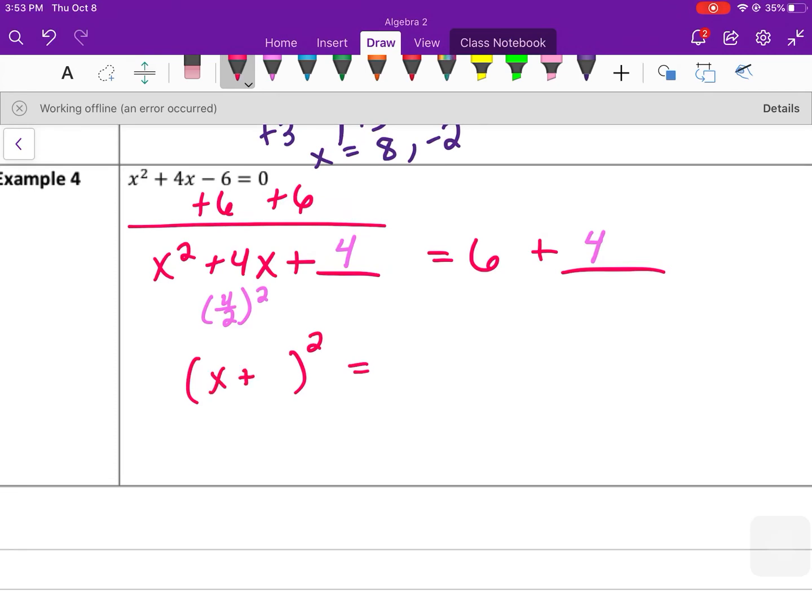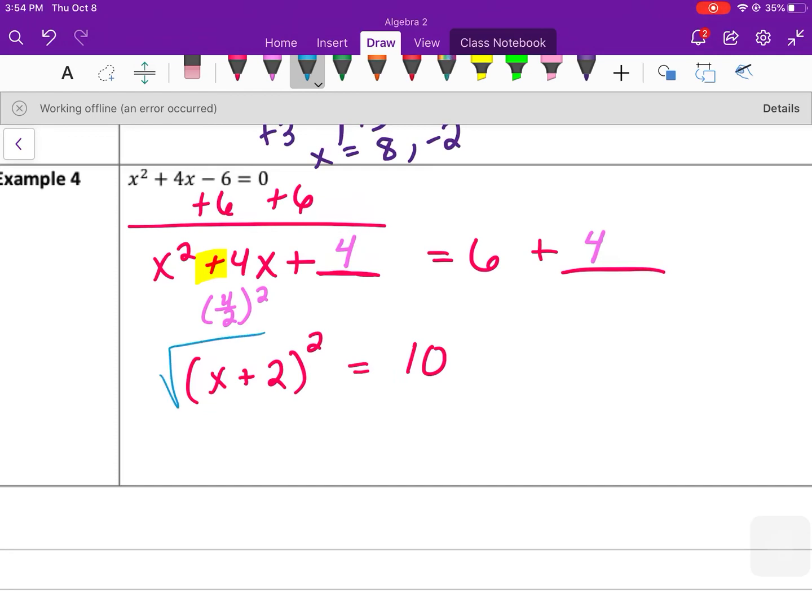It's x plus, since the original equation is plus here, and then the square root of 4 is 2. So that's what it factors to. 2 times 2 is 4. 2 plus 2 is 4. Then 6 plus 4 is 10.